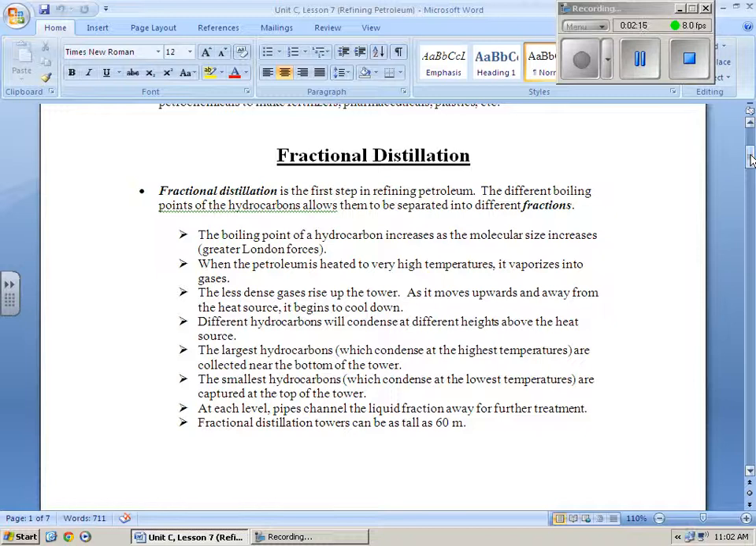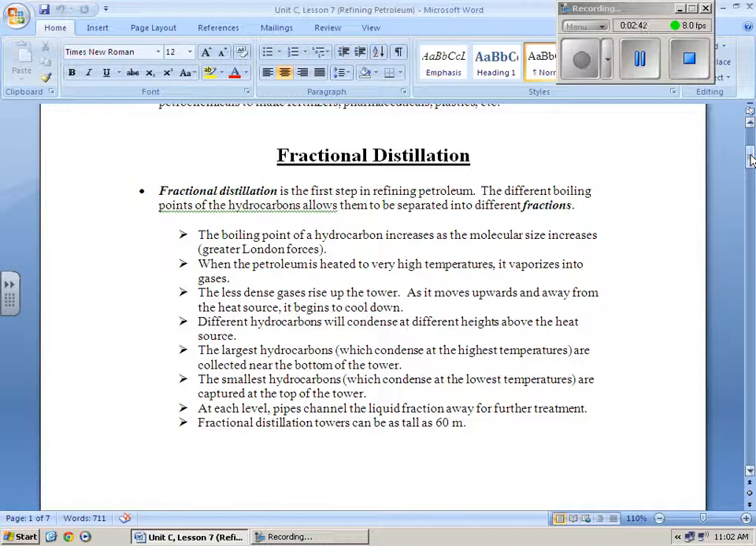Okay, so we're going to use that to our advantage, and we're going to basically boil these at different temperatures and collect them into different fractions. When petroleum is heated to a very high temperature, it vaporizes into gases. So actually the first step in a fractional distillation is to boil the gas. Okay, so you vaporize it, you turn it into a gas.